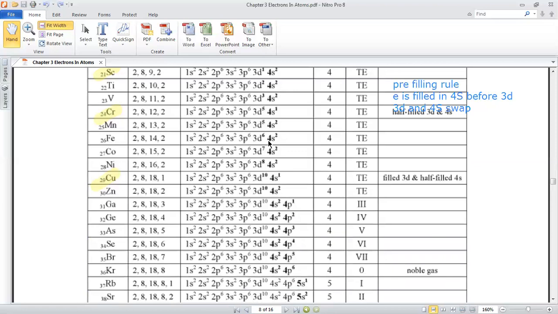So after filling 4s and 3d, आपके पास अगला जो एनर्जी लेवल आता है वो 4p है. Then you start filling 4p, 4p1, 4p2, 4p3. Bromine has 4s2, 4p5. Krypton, again another noble gas, has 4s2, 4p6, and 3d is there.